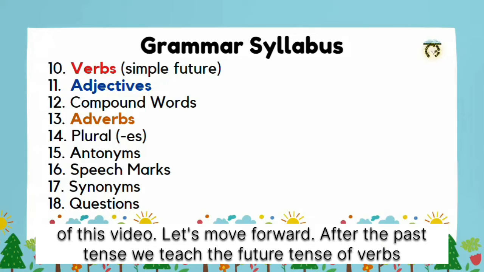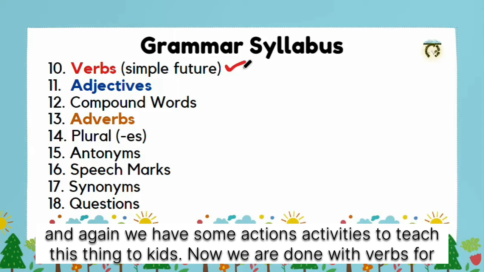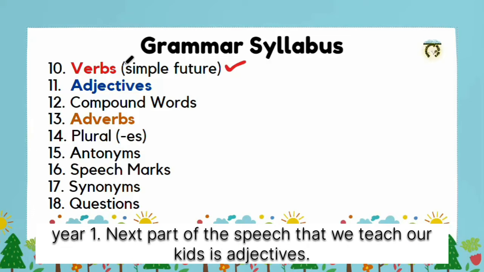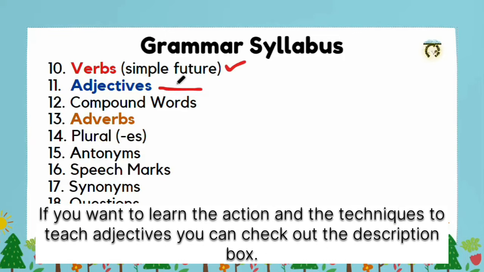Let's move forward. After the past tense, we teach the future tense of verbs. And again, we have some actions and activities to teach this to kids. Now we are done with verbs for year 1. The next part of speech that we teach our kids is adjectives. Adjectives are describing words. They can be given in many ways. The color for adjectives is blue. If you want to learn the actions and the techniques to teach adjectives, you can check out the description box.